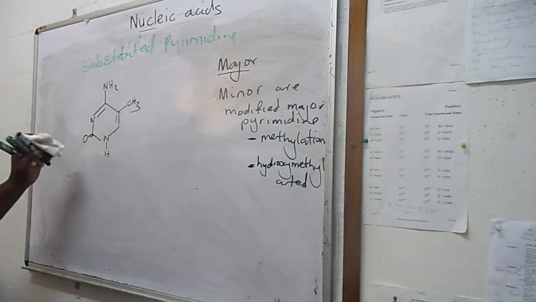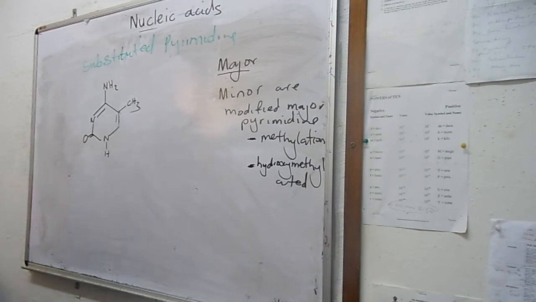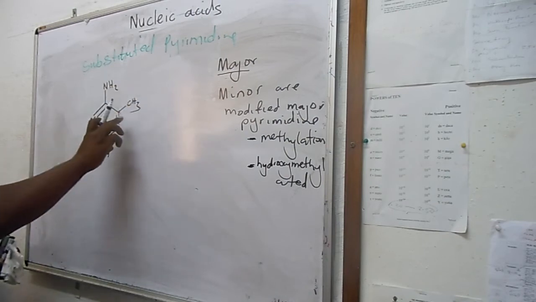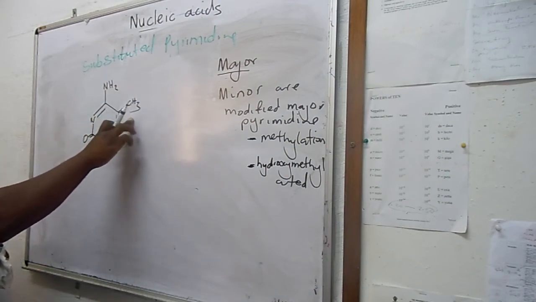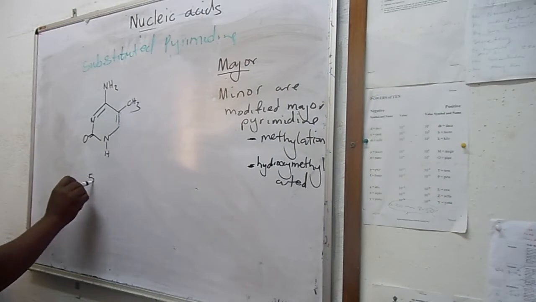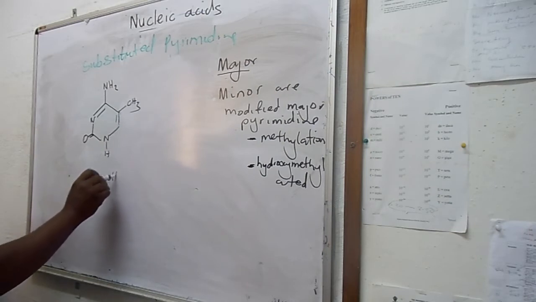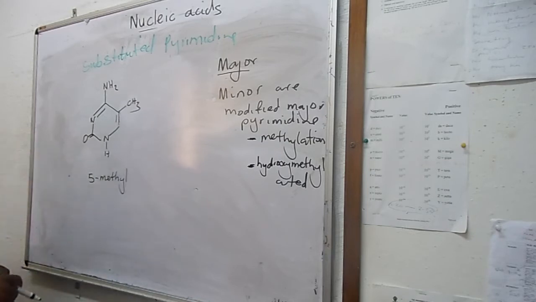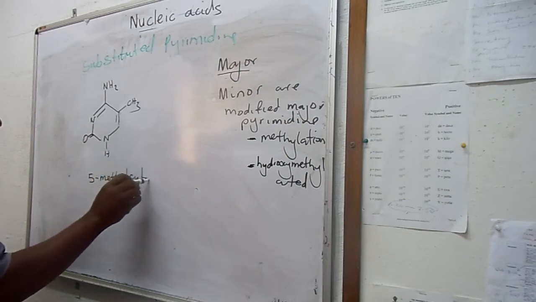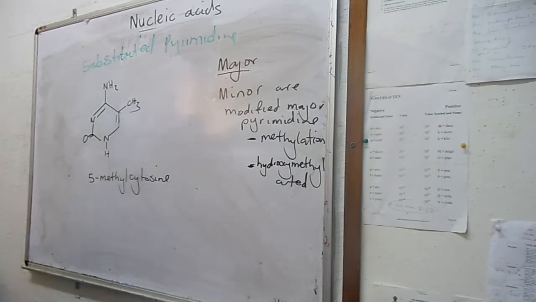So how would we name this compound? In naming minor pyrimidines, you look at what is the modification. The modification is the methyl. At what position is the methyl? At position number 5. So we'll say position number 5, we've carried out methylation. What is the parent name? It's cytosine. So we'll say 5-methyl cytosine. That's a minor pyrimidine.